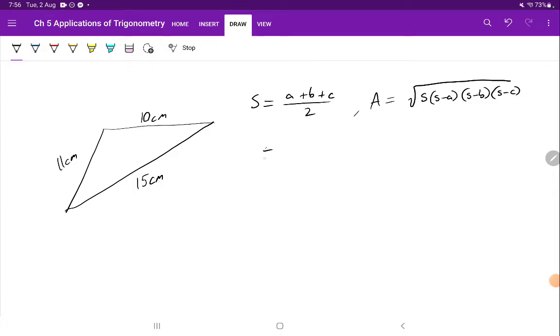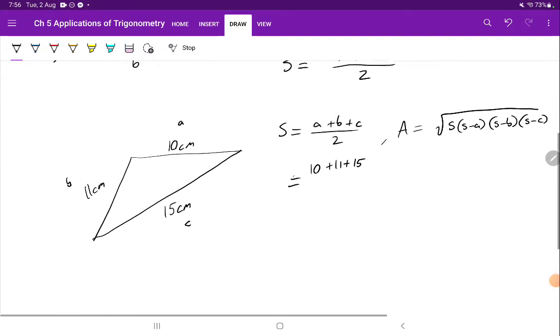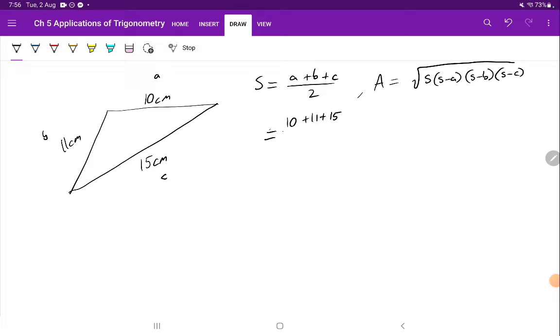Well, it's going to be 10 plus 11 plus 15. I'm just labeling it A, B, C. I don't need to label any of the angles for this question because Heron's formula doesn't require it. 10 plus 11 plus 15 is going to be 36, divided by 2 is 18. So that's my semi-perimeter. So in my formula, every time I see an S, I'm going to write 18.